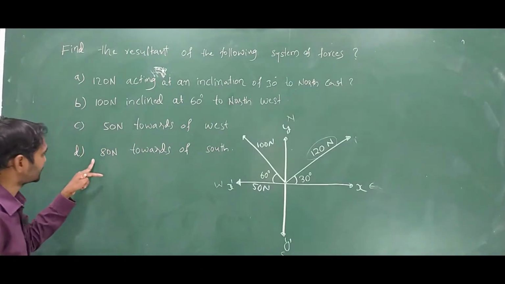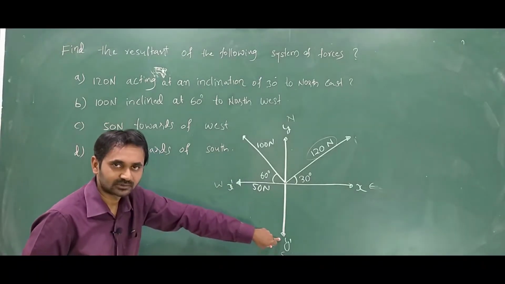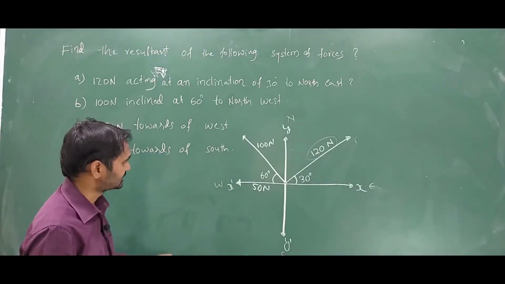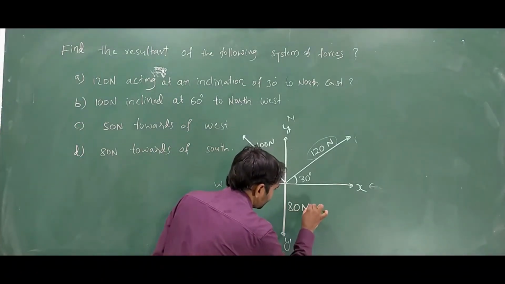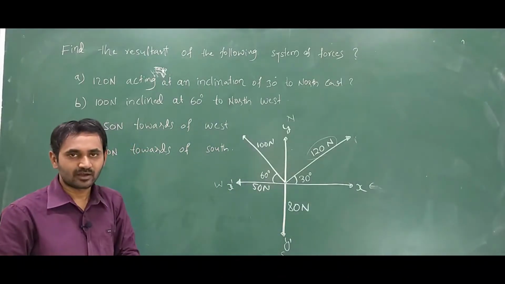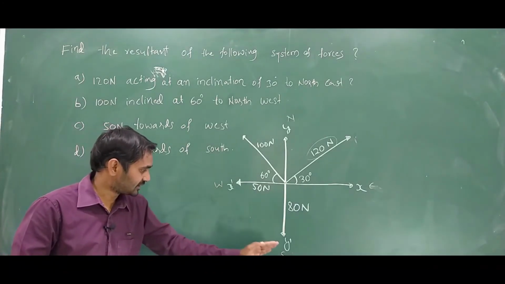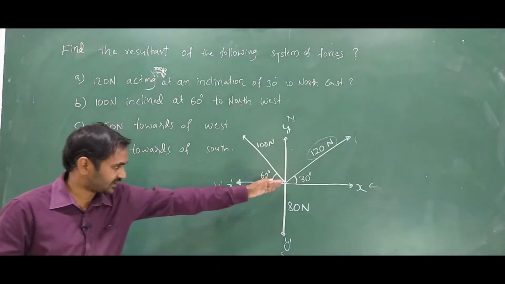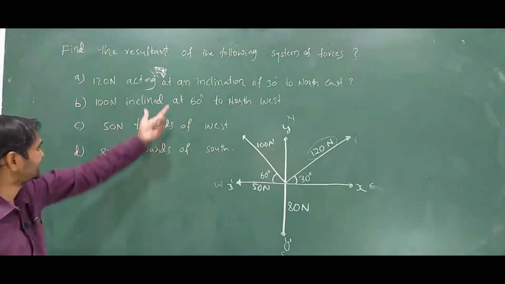And now the fourth one, 80 newtons towards south. This is my south. I am not having any angles here. So this is 80 newtons, exactly acting on the south. For example, if he gave southwest with an angle of 50 degrees, then you would get it like this. But in the question he didn't mention this.